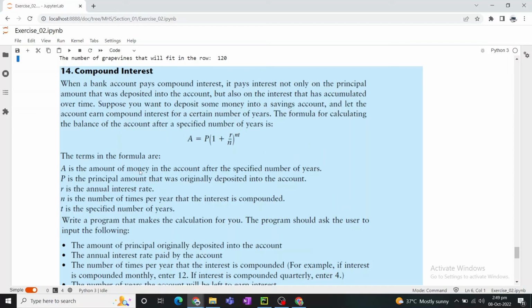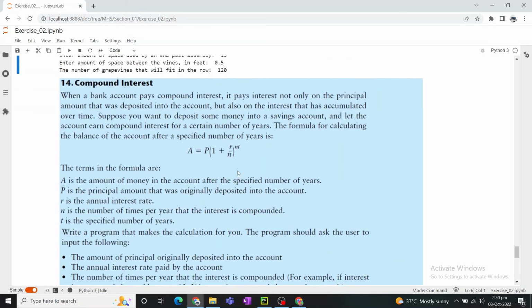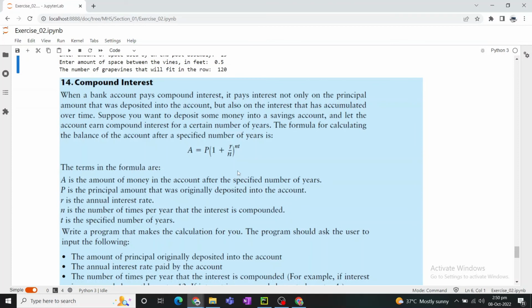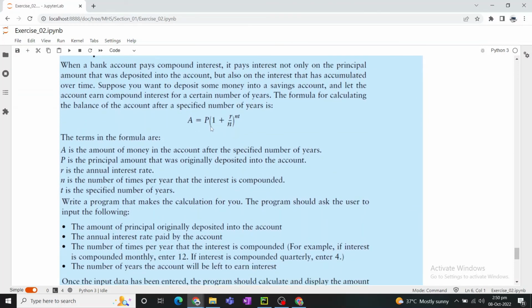Suppose you want to deposit some money into a savings account and let the account earn compound interest for a certain number of years. The formula for calculating the balance of the account after a specified number of years is A equals P multiplied by (1 plus r divided by n) to the power of nt. Okay, so this is the formula of present value accumulating at a compound interest rate, with the number of times per year that interest is compounded and the specified number of years.